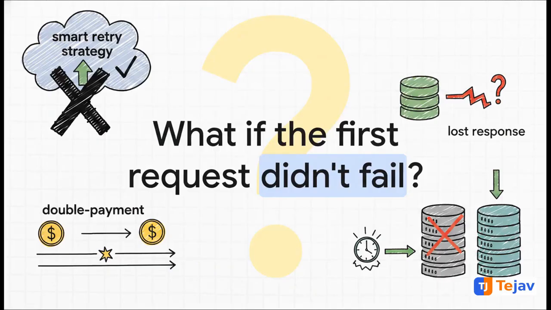All right, so we've got a smart retry strategy. We're safe now, right? Well, not so fast. This brings us right back to our original double payment problem. Exponential backoff is fantastic for handling actual failures, but it does absolutely nothing to solve the problem where the request worked, but only the response got lost.